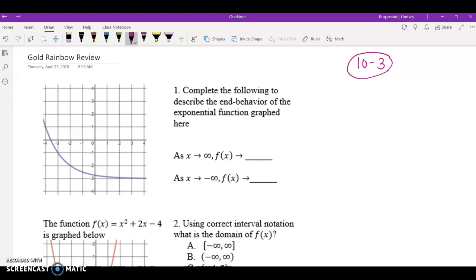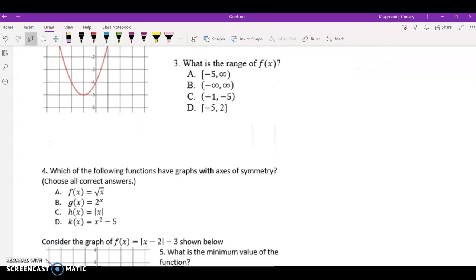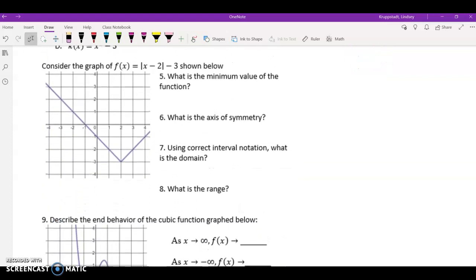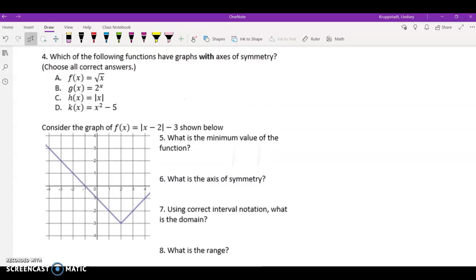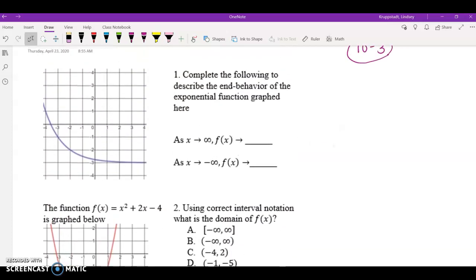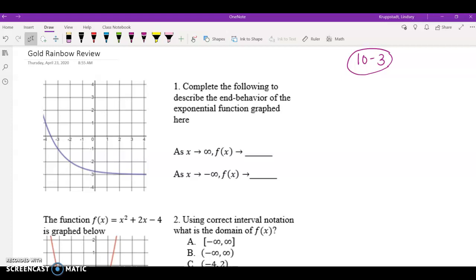And this section had a lot of different things in it: end behavior, domain, range, interval notation. It also included some things about axis of symmetry, minimum values, etc. So there was a lot in this section. So let's start with the end behavior. This shows up in a couple different problems on this review sheet.